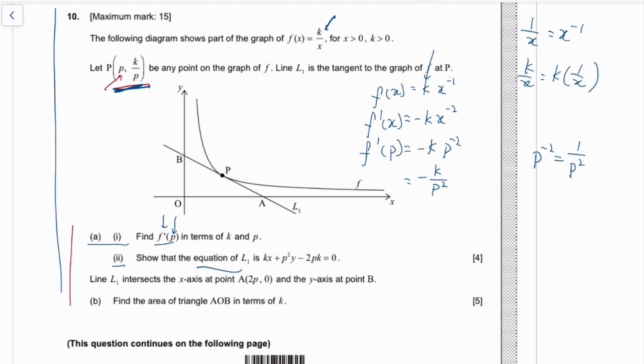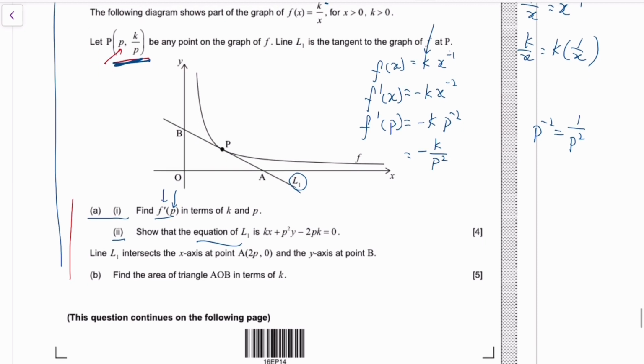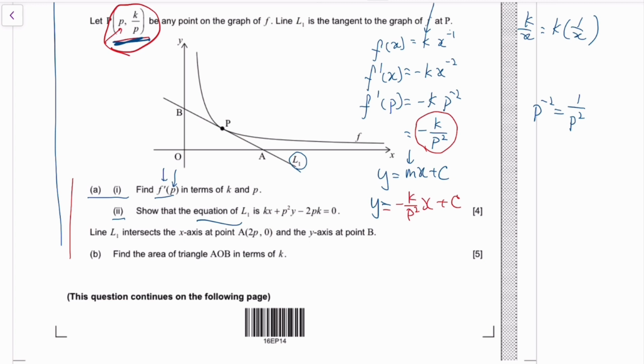Find the equation of the tangent line. L1 is a tangent. So to find the equation of a straight line, I usually do mx plus c. And we know m is the gradient. And we also know differentiation gives you gradient. So this is exactly the gradient. So it's minus k over p squared x plus c. To find c, you plug in a point on the line. So you can use the touching point. So the touching point is p and k over p. So y is k over p and x is p.